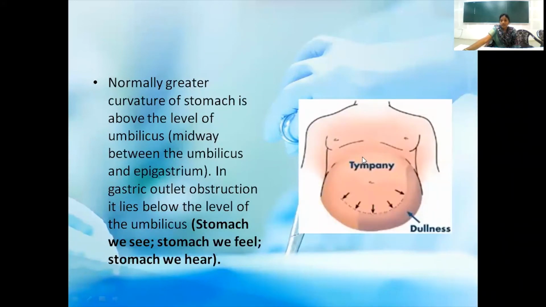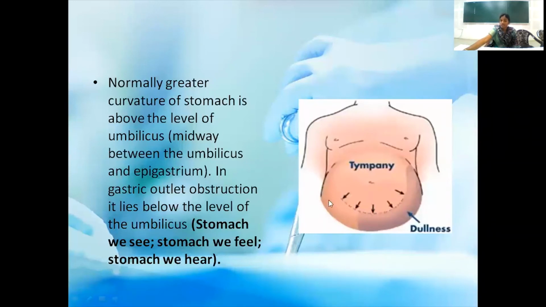See, the stethoscope has to be placed in the epigastric region, and you have to percuss away from the stethoscope, and once the dullness is heard you have to mark that point, and then join all these points. This indicates the greater curvature of the stomach. Normally the greater curvature of the stomach is midway between the xiphisternum and umbilicus, but in case of gastric outlet obstruction it will be below the umbilicus, indicating that the stomach is dilated.